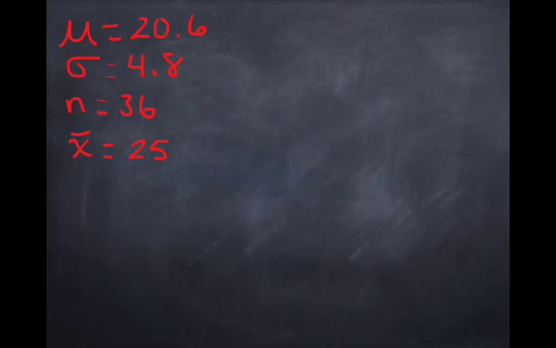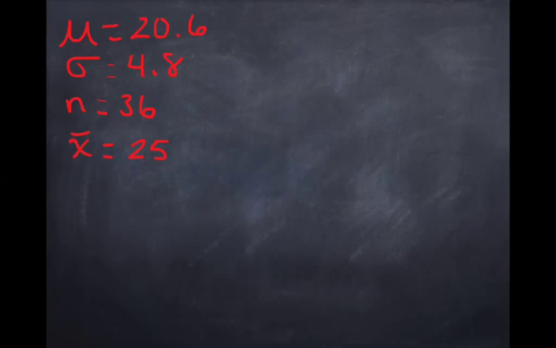And so, and I should have said this first, you should have paused the video and written down the mean and standard deviation. I guess I'm getting a little excited here. And so we were told that the population mean was 20.6. The standard deviation was 4.8. We had a sample size of 36. And we want to see if their mean score of 25 was unusually high.